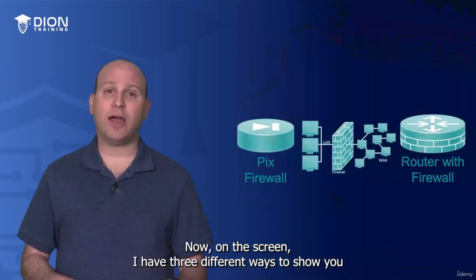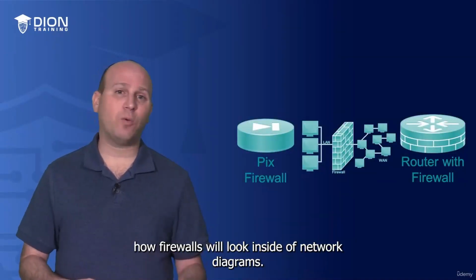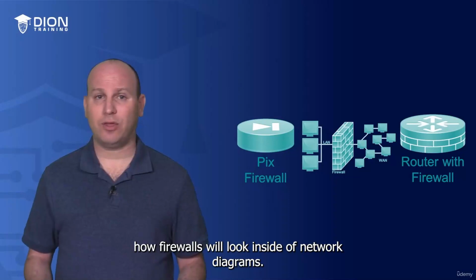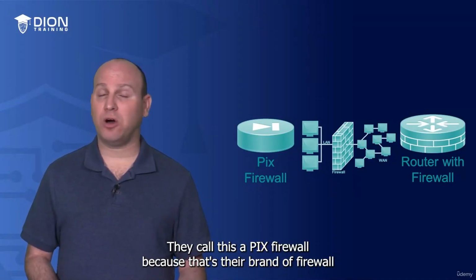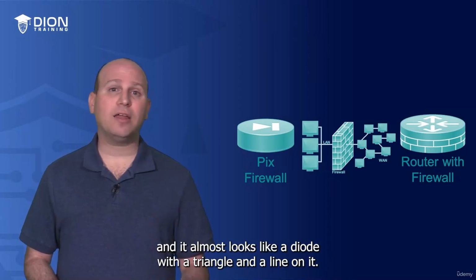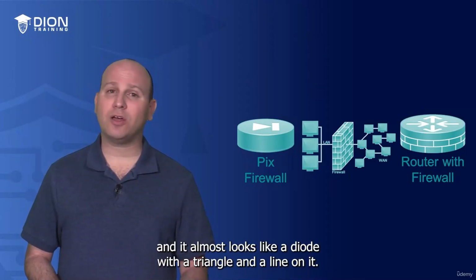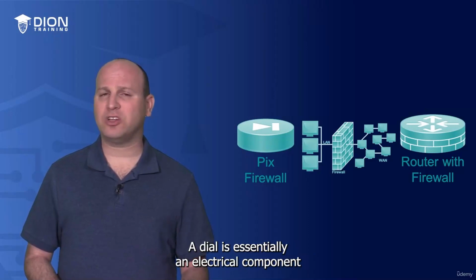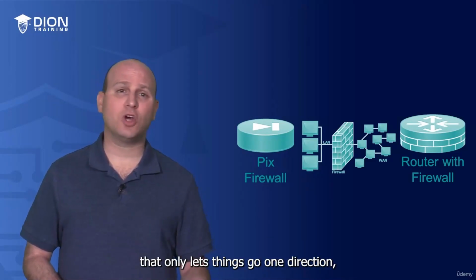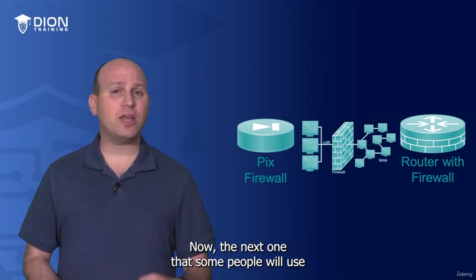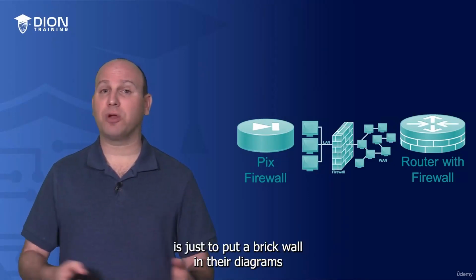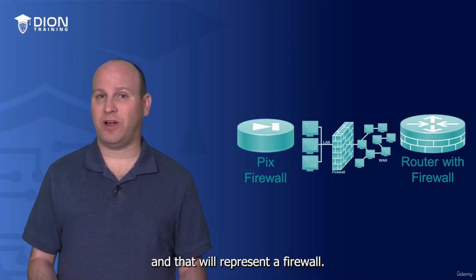Now, on the screen, I have three different ways to show you how firewalls will look inside of network diagrams. The first way is what Cisco likes to use. They call this a PIX firewall, because that's their brand of firewall, and it almost looks like a diode with a triangle and a line on it. A diode is essentially an electrical component that only lets things go one direction, which is why they represent a firewall in this way. Now, the next one that some people will use is just to put a brick wall in their diagrams, and that will represent a firewall.